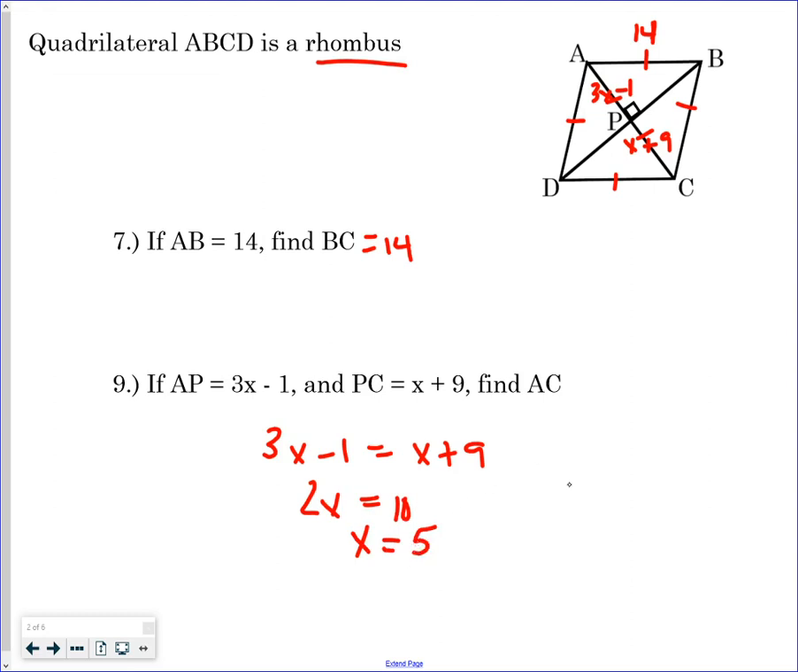No, they want AC, right? How am I going to find AC, the whole diagonal? You plug it in both and add them together. You could do that. You could plug it in for AP and PC and add them together. What else could you do? Yeah, you could plug it into 1 and do what with it? Double it, right? Because they're supposed to be the same.